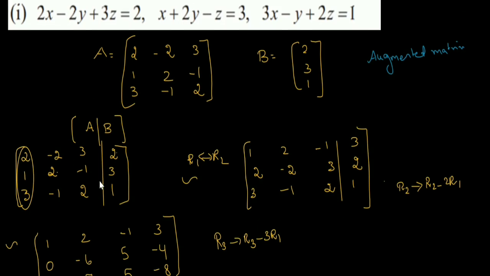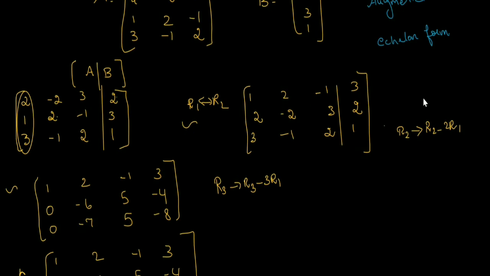Then we have to convert this matrix into an echelon form. So please watch the video on echelon form. Echelon form is also called the triangular form. To convert this into echelon form, look at the first column. In the first column, the first element is 2, the second element is 1, the third is 3.